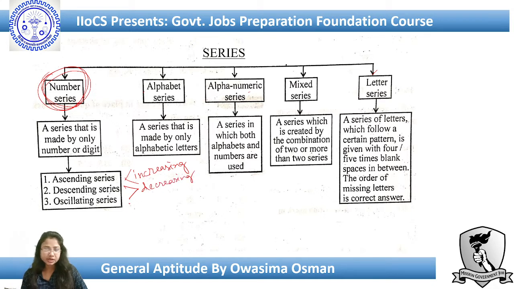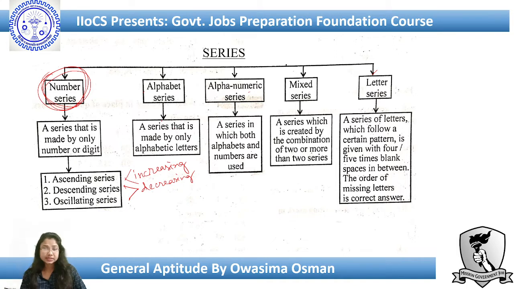And another is oscillating series. An oscillating series doesn't follow an increasing or decreasing manner. It doesn't follow any fixed rule, but it is also a series, and you have to solve that question. It is almost in a tilting manner, you can also say.